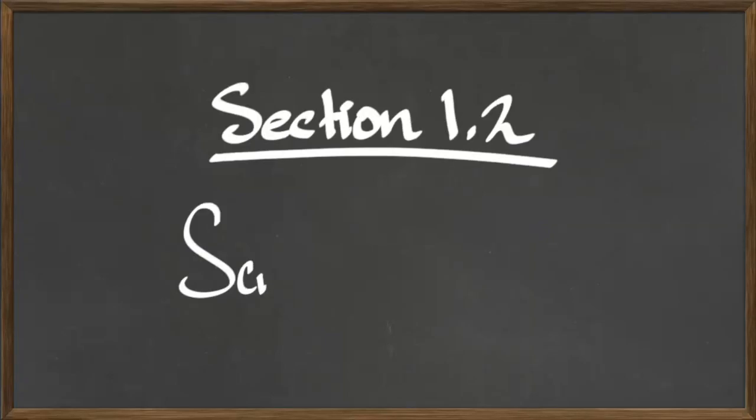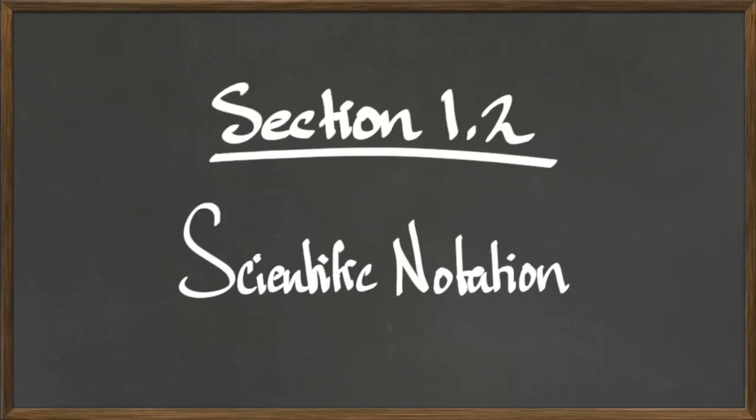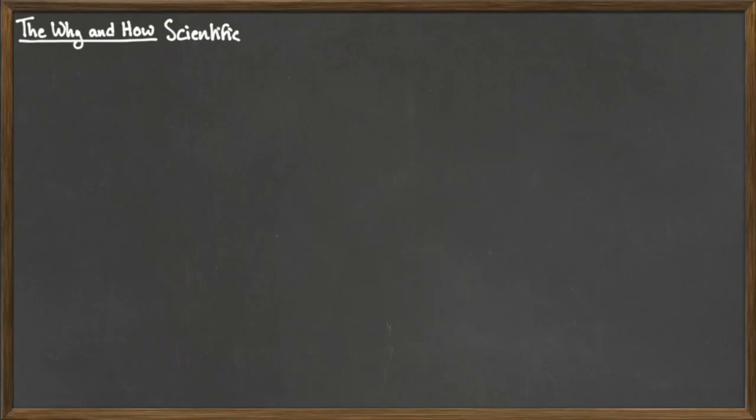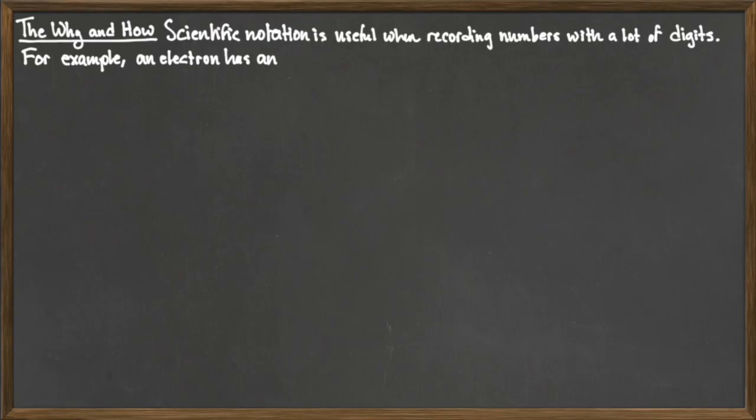For the next installment of section 1.2, we talk about scientific notation. First, let's go into the how and the why. Scientific notation is useful primarily when looking at numbers that have a lot of digits.